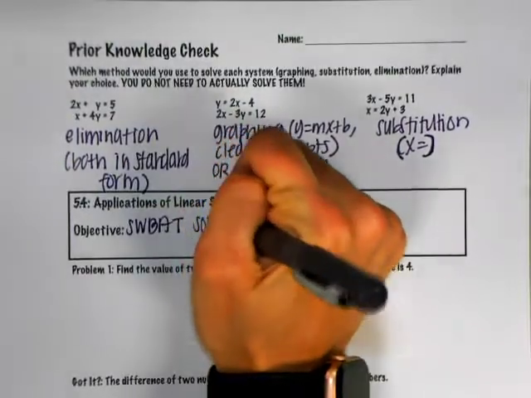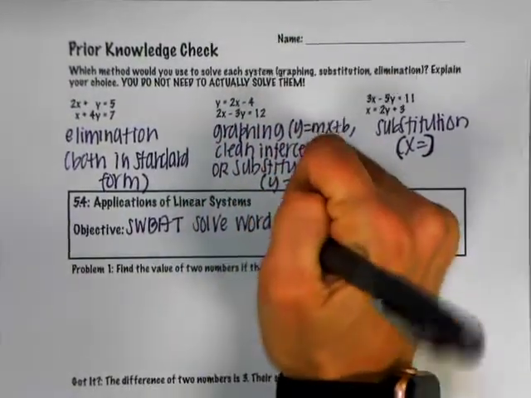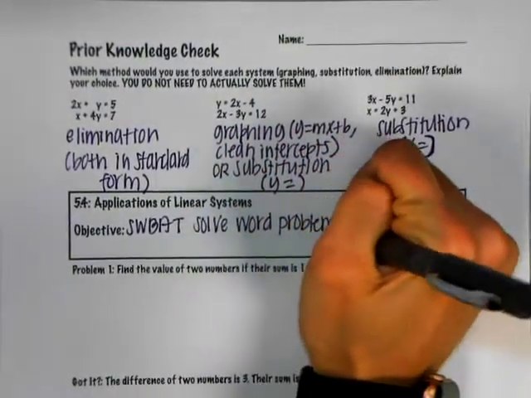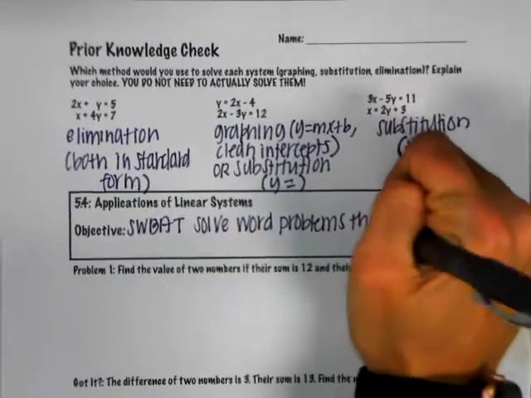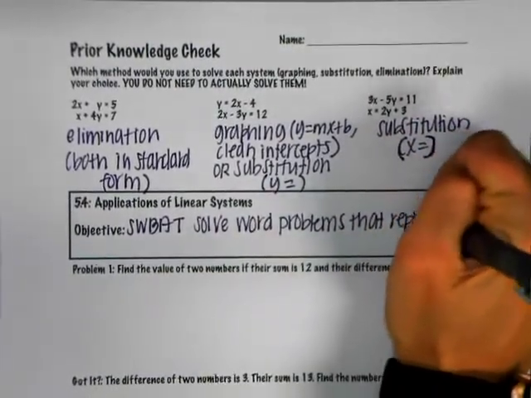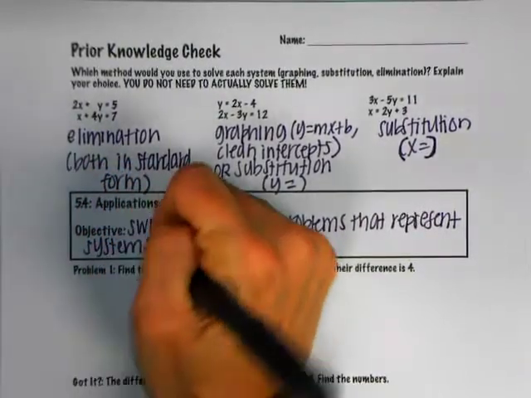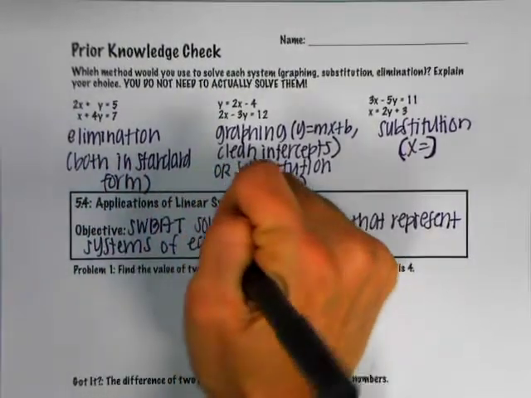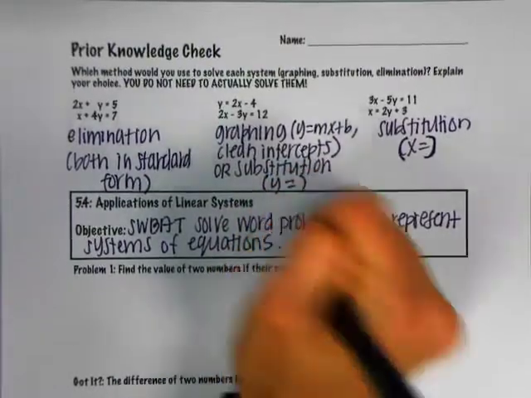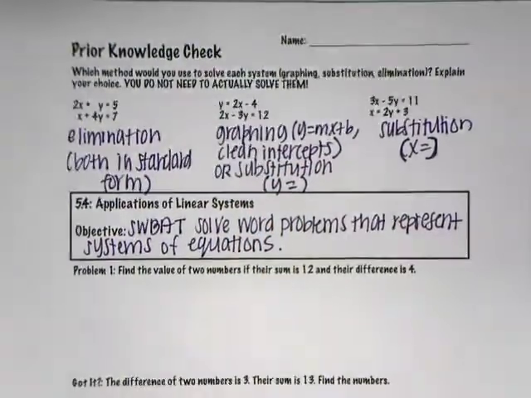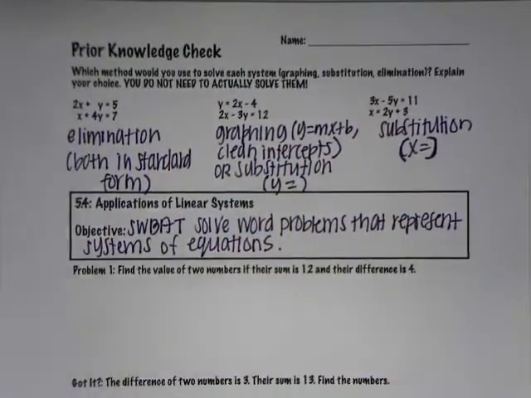solve word problems that represent systems of equations. So you're basically going to read the problem, and you're going to have enough information to set up two equations, and then you're going to use one of your methods to solve, okay?